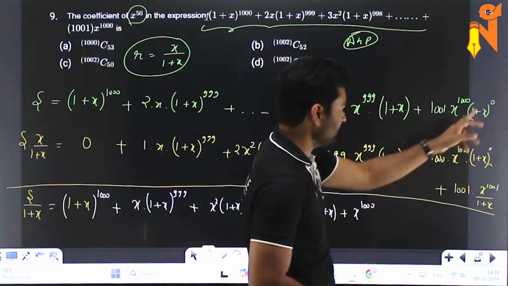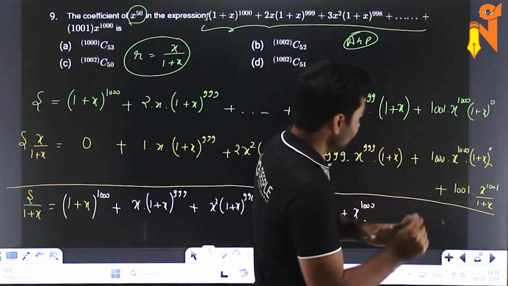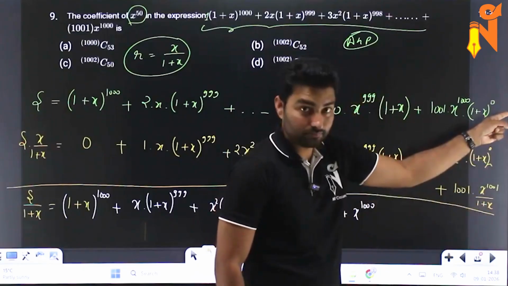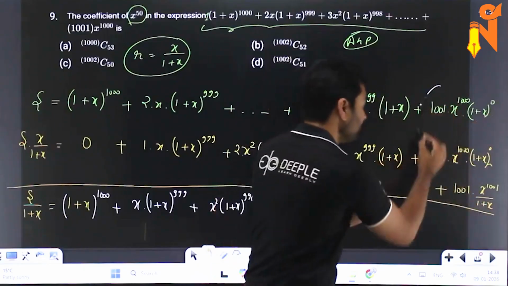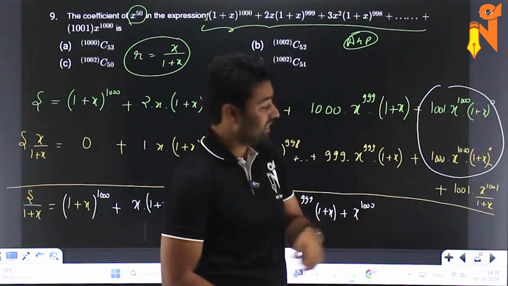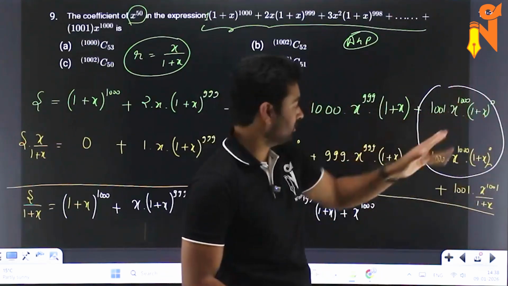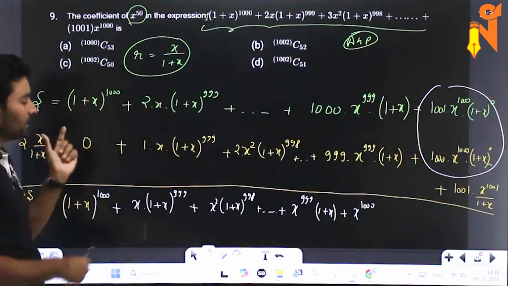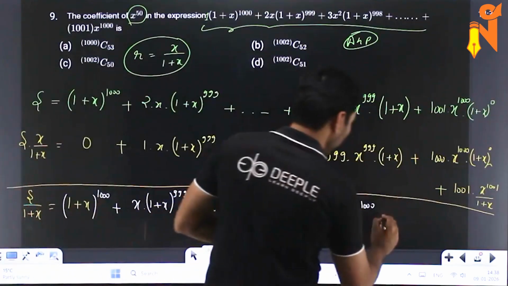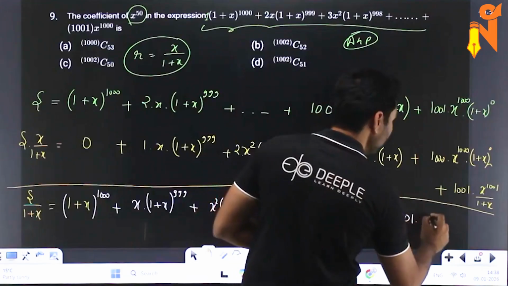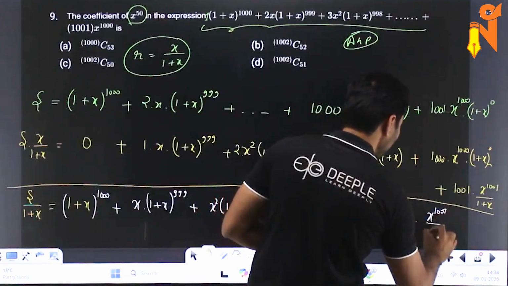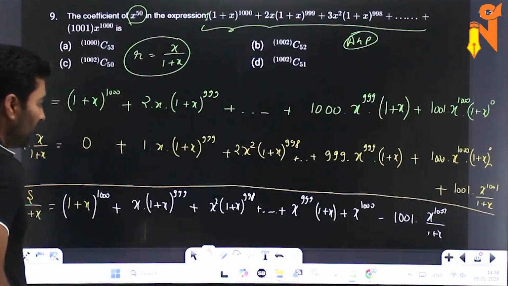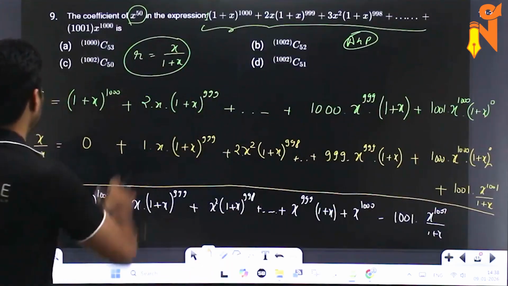I will not write this one by x^0. Let's ignore this. Then this one is single because there is no one here. This will combine with this. This will not combine with anyone. There is no one for this, it is completely single. So this is also single. So minus of 1001 into x^1001 upon (1+x). I hope this is clear. Because I don't have space, I will remove this portion.